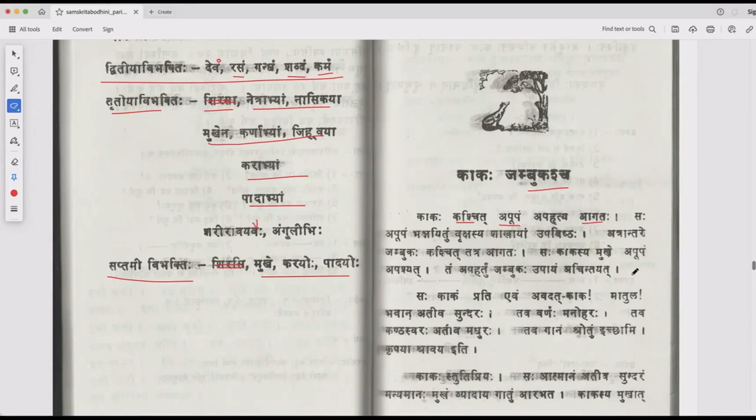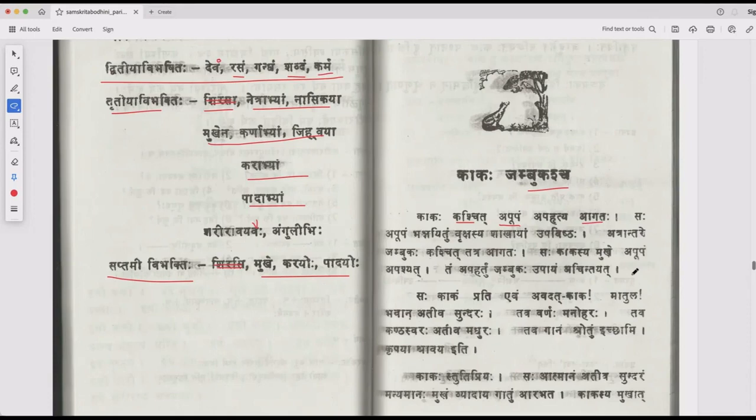Saha apupam apahritya. It's so unfair. It cannot pay money and then buy it. Oh, hru means buying? No. She's just saying, why should it grab?